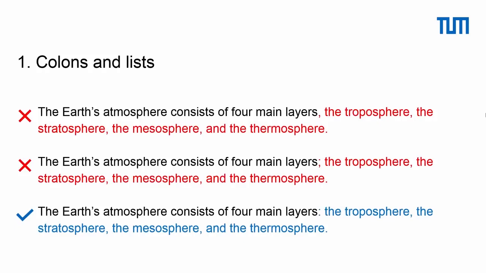The reason is that we have an independent clause followed by a list. And that is exactly where we use a colon, after the independent clause and before the items in the list. We don't use a comma there, and we do not use a semicolon. A colon is the correct punctuation to use in this scenario. Note that we have commas in between the items of the list.